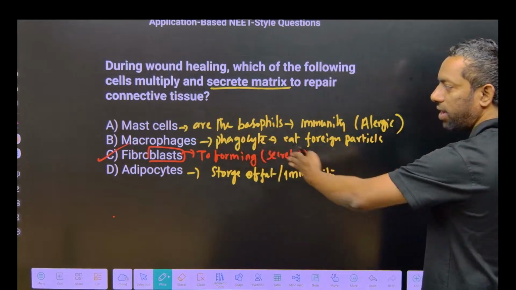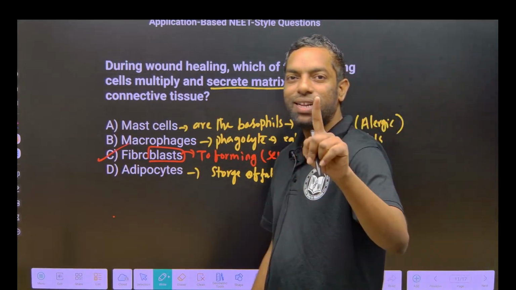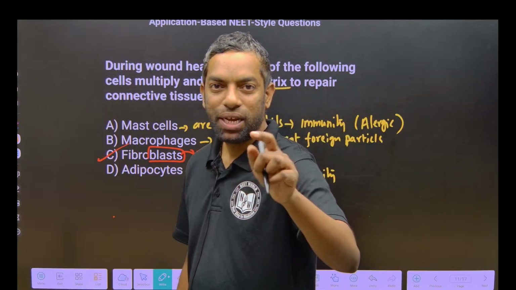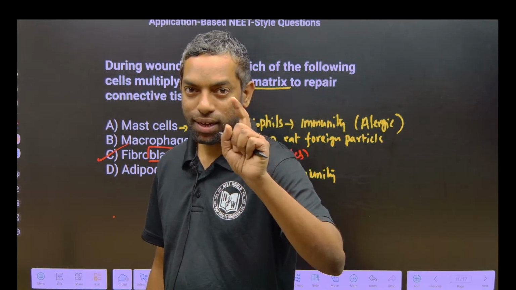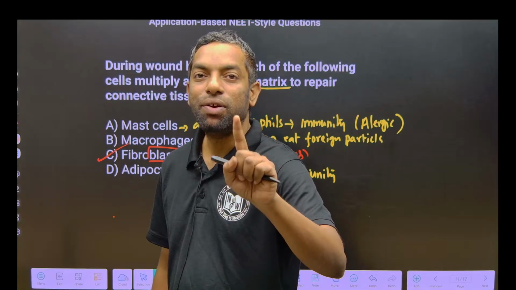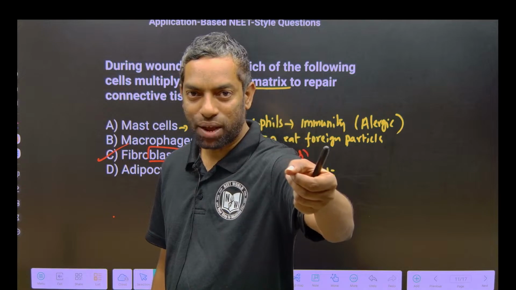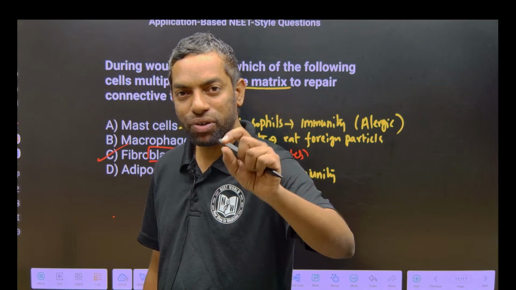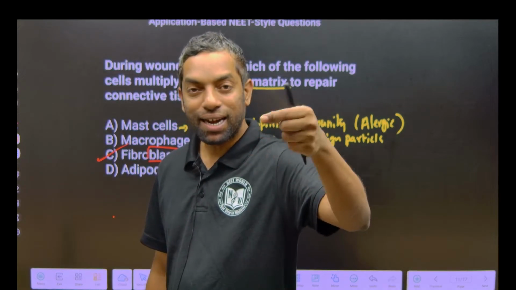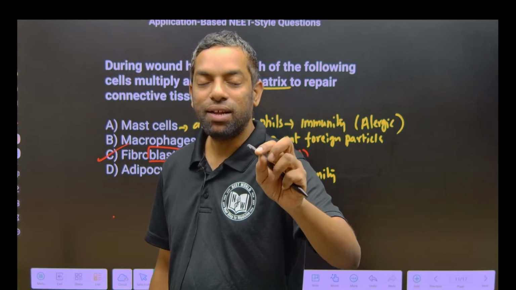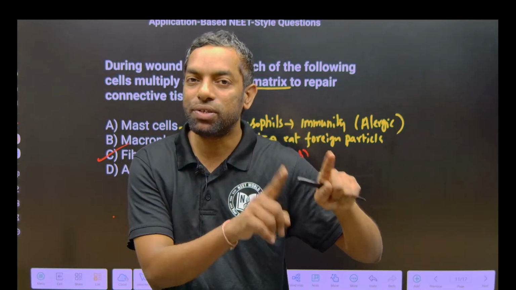Mast cells are the basophils. There is another name, mast cells. Basophils are white blood cells. They are produced from the bone marrow. They enter into the blood vessel, and when they are in the blood they are called basophils.